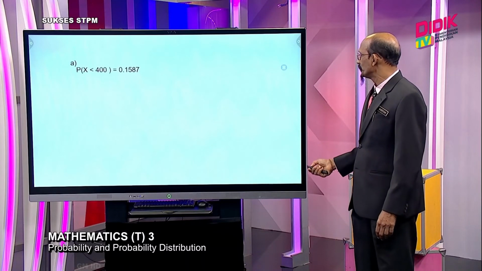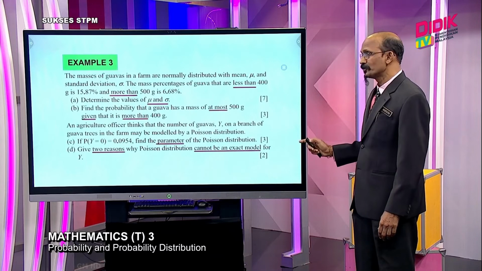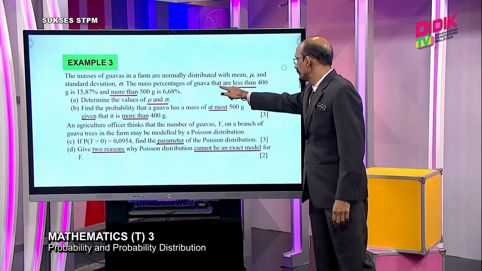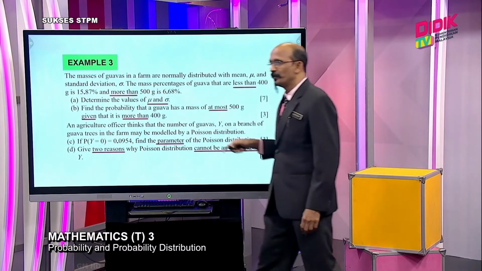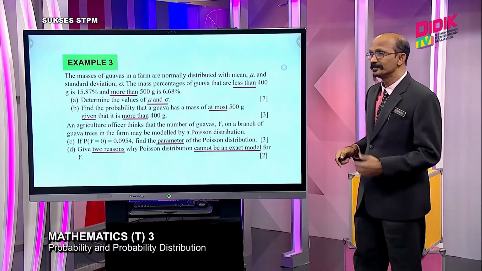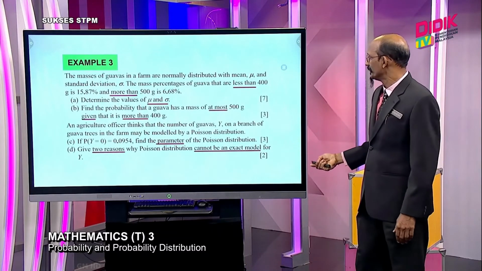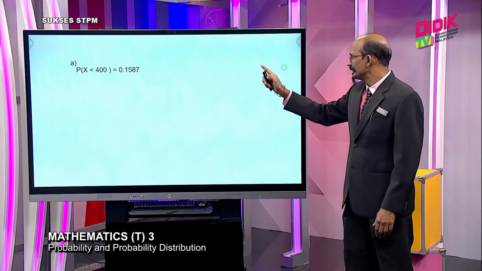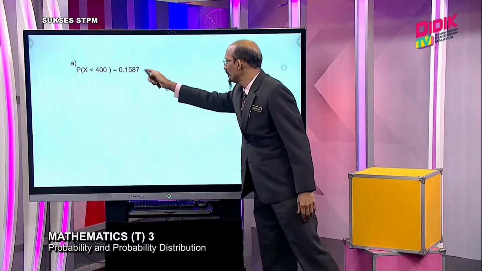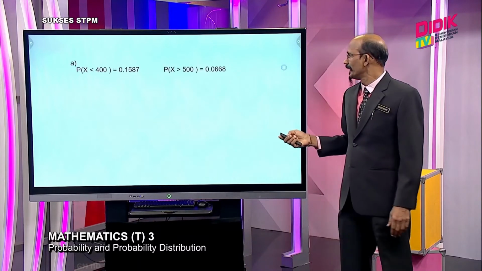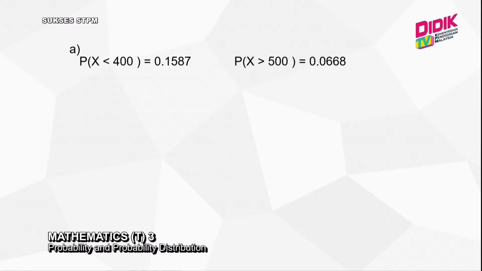I go back to just now. If you notice, Sean, we got a mathematical probability statement, where students have to convert it into symbols. So first, they write X is less than 400. The probability given is 15.87%, so it becomes 0.1587. Next one, greater than 500, you get something like that. Once you can convert the statement into mathematical symbols like this, you get your first mark.